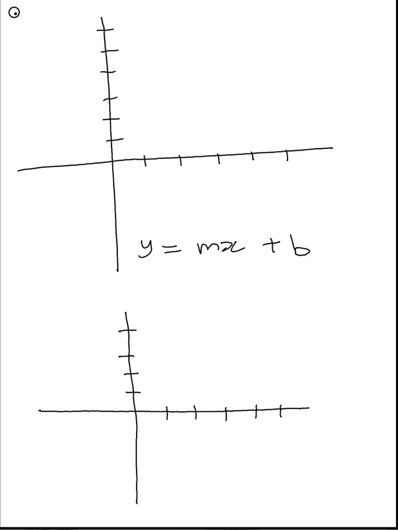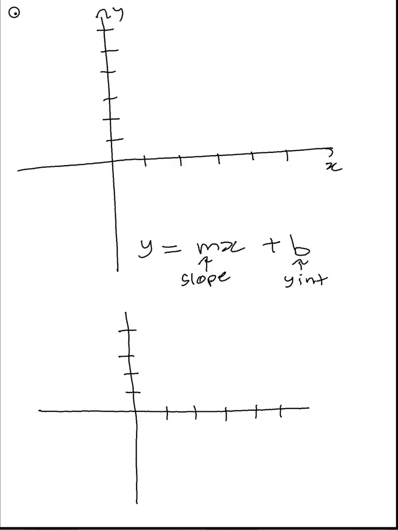There are two things to break down here: m, which is the slope, and b, which is the y-intercept. The y-intercept is telling us where our line hits the y-axis, which is this one.